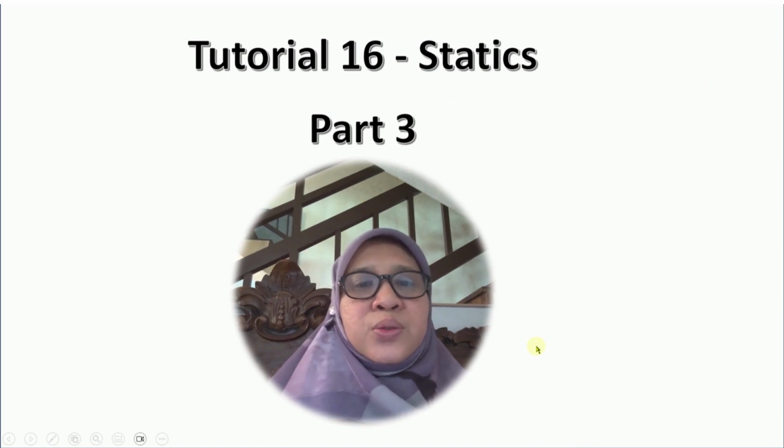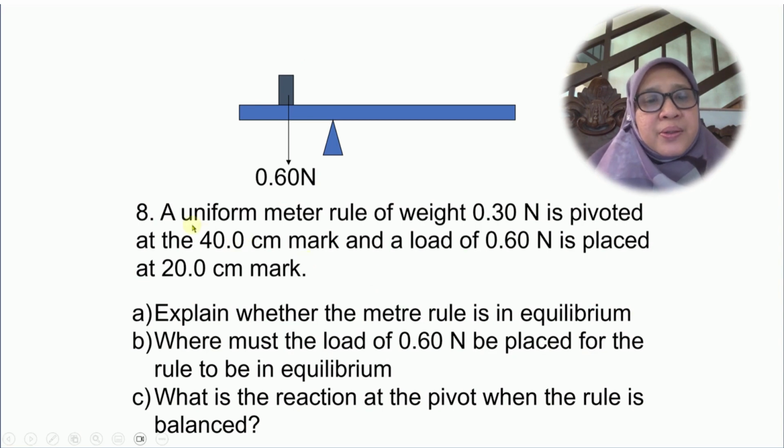Next is tutorial 16, topic statics, part 3. Continue with question 8. A uniform meter rule of weight 0.30 Newton is pivoted at the 40 centimeter mark and a load of 0.60 Newton is placed at the 20 centimeter mark. Explain whether the meter rule is in equilibrium. Then where must the load of 0.60 Newton be placed for the rule to be in equilibrium? For question C, what is the reaction at the pivot when the rule is balanced?